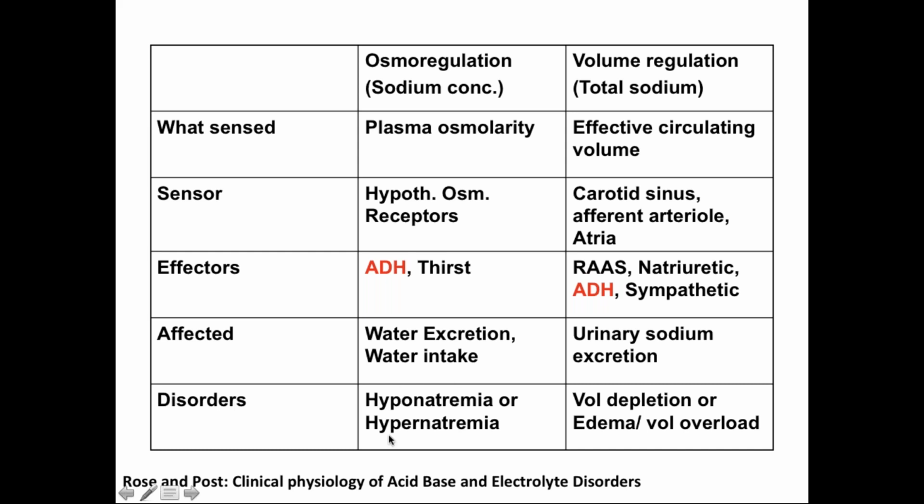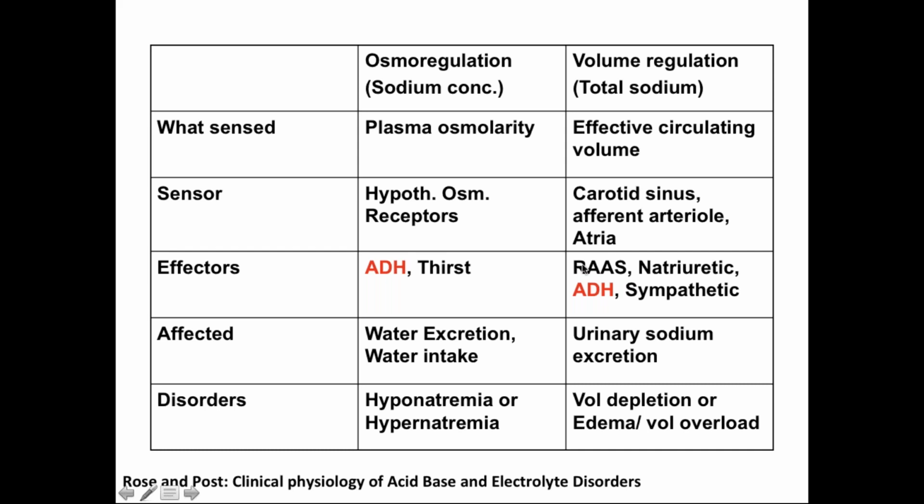So sodium concentration disorders are being regulated by the body through water, and the problems are due to water excess, which is hyponatremia, or water deficit, which is hypernatremia. So I would suggest and want people to think of hyponatremia as a water excess problem and hypernatremia as a water deficit problem. In comparison, volume regulation, which is the total sodium in the body, is sensed as effective circulating volume by the carotid sinus, afferent arteriole, and the atria.